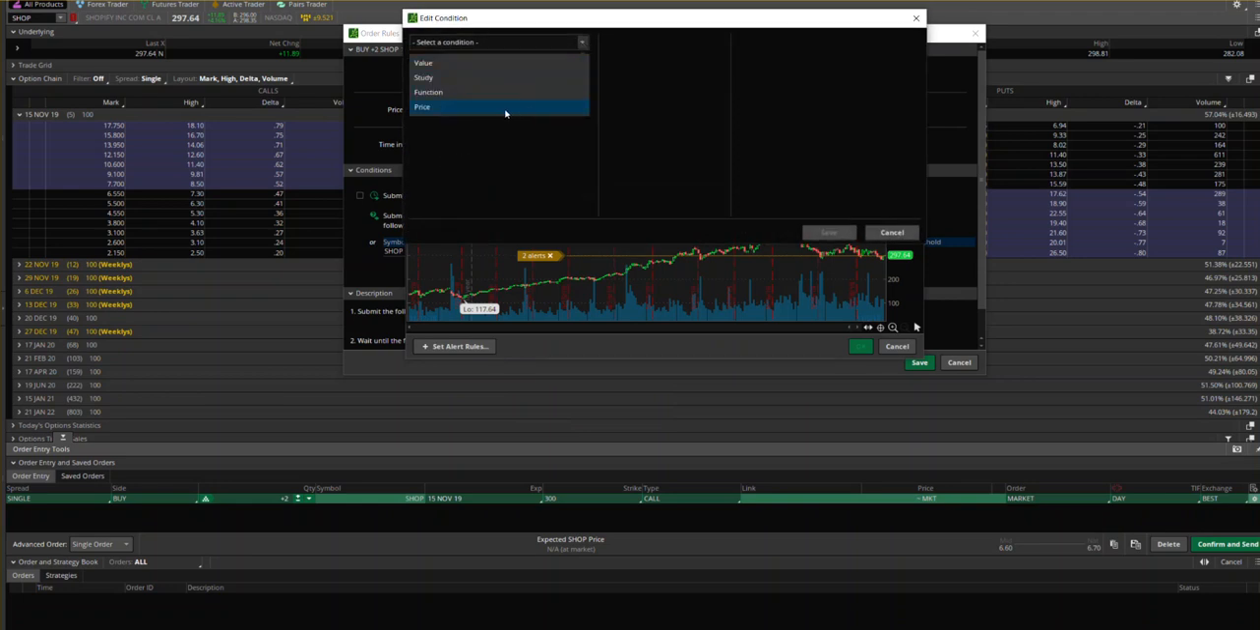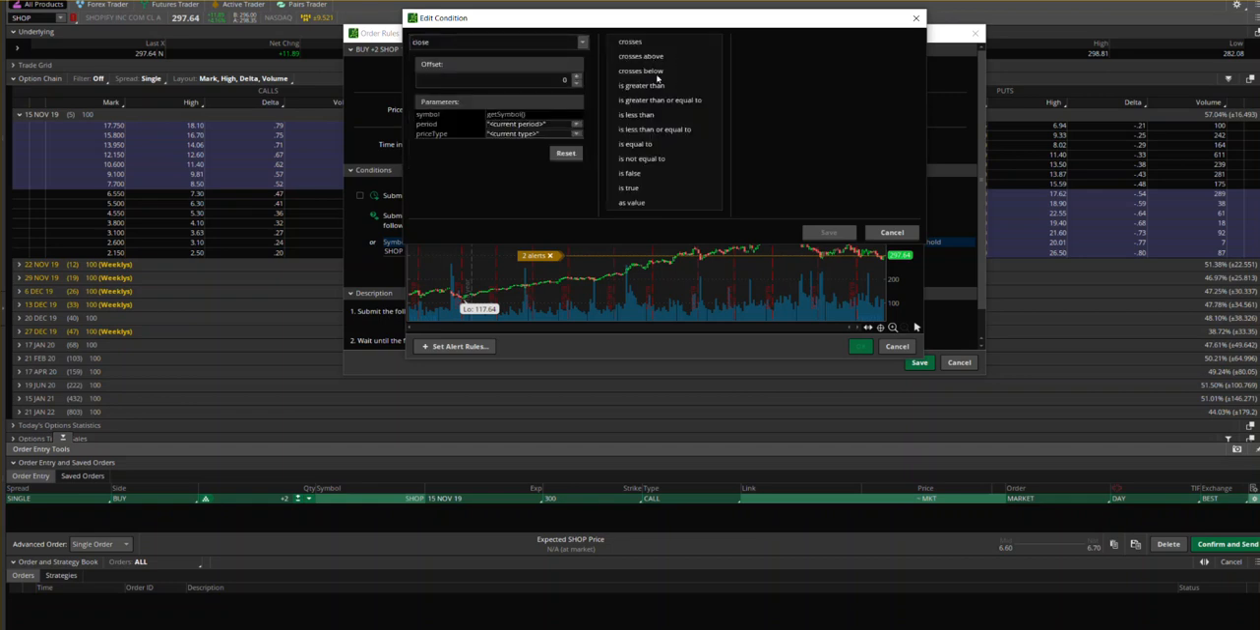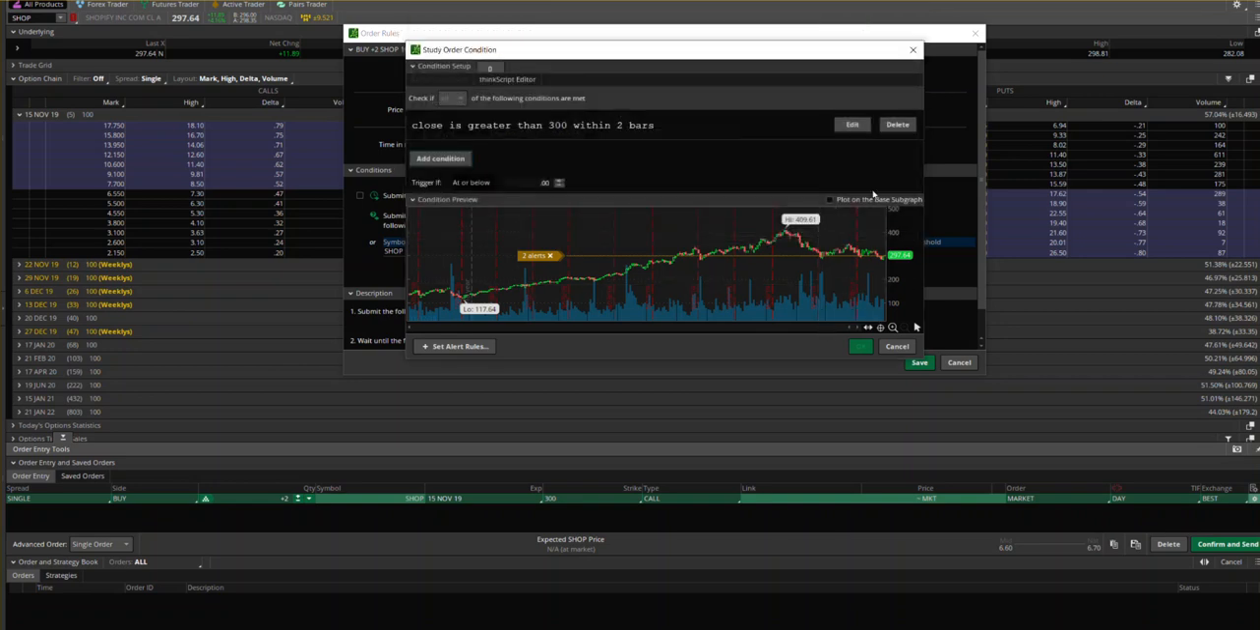There, and then you choose price. Click on add condition. Yes. And then you choose the symbol on which you are going to base your condition. So that's all you do. Price close is greater than 300 in our case. Let's say price. I think it's a value, maybe. Not sure. Yeah, value within 2 bars. Yep. And 2 minutes. And then you will just type 300 here and save. So close is greater than 300 within 2 bars.